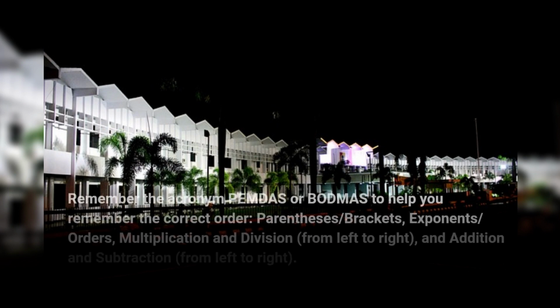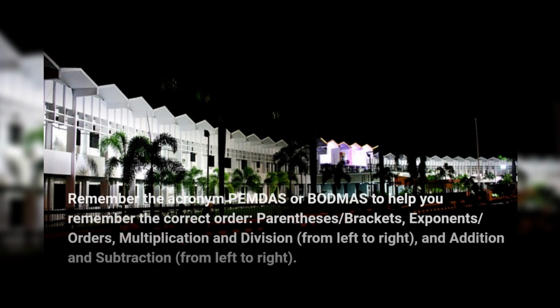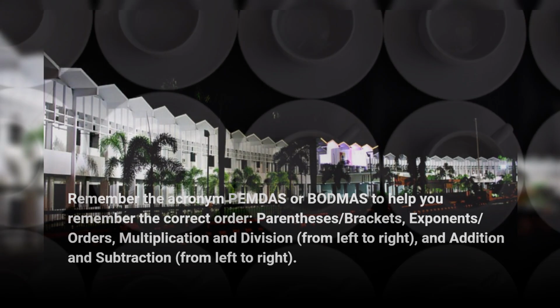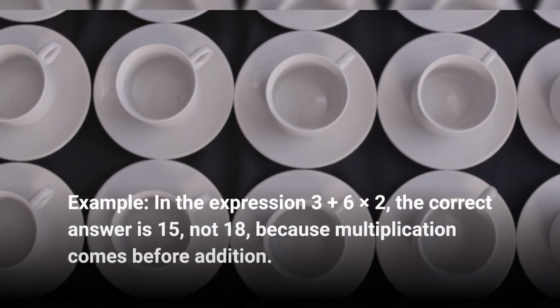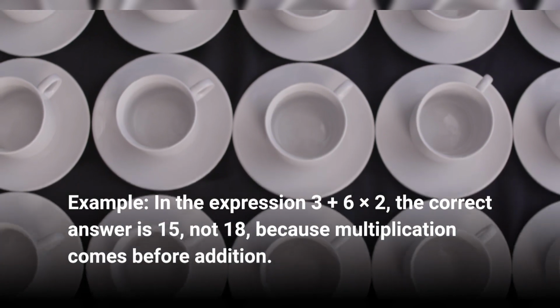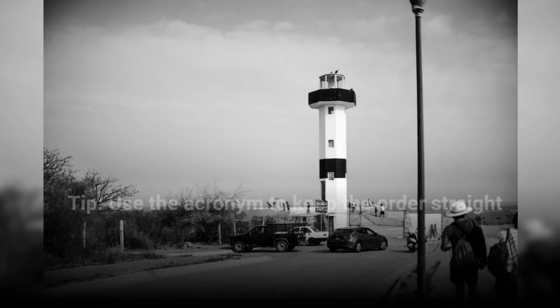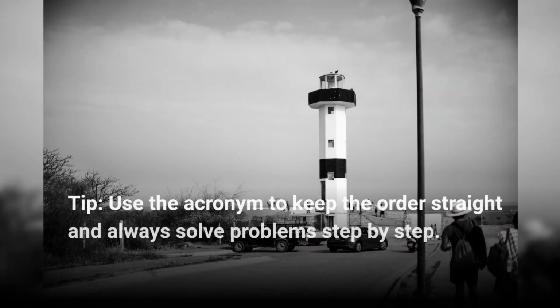Coming in at number 9 is the order of operations mistake. Remember the acronym PEMDAS or BODMAS to help you remember the correct order: parentheses, brackets, exponents, orders, multiplication and division, from left to right, and addition and subtraction, from left to right. Example: in the expression 3 plus 6 times 2, the correct answer is 15, not 18, because multiplication comes before addition. Tip: use the acronym to keep the order straight and always solve problems step by step.